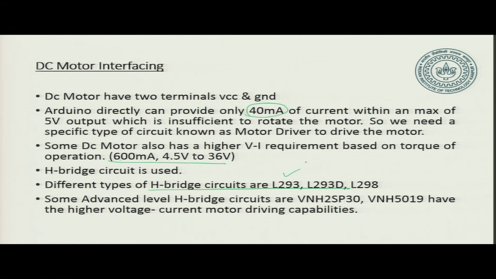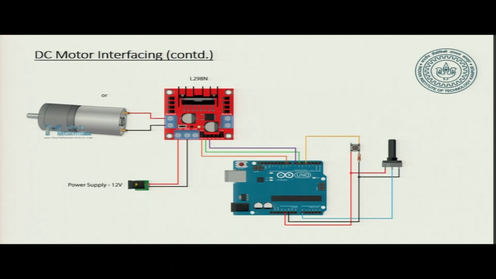There are different H bridges available: L293, L298. These are all H bridges which are available. So, how do we run a motor? This is a DC interfacing for a DC motor. This is my L298, this is my power amplifier.